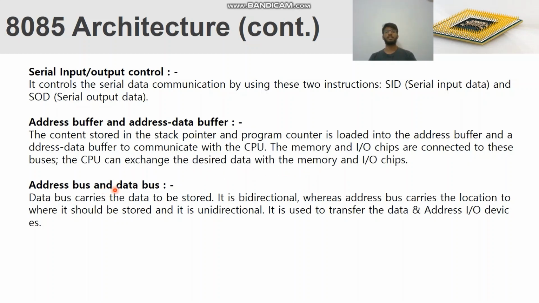Next is address bus and data bus. Data bus carries the data to be stored. It is bidirectional, whereas the address bus carries the location to where it should be stored, and it is unidirectional. It is used to transfer the data and address to IO devices.